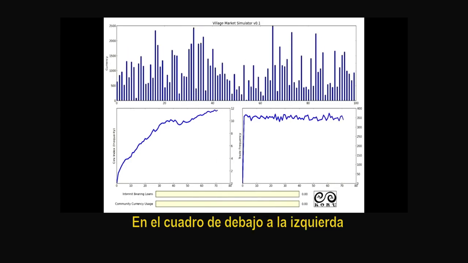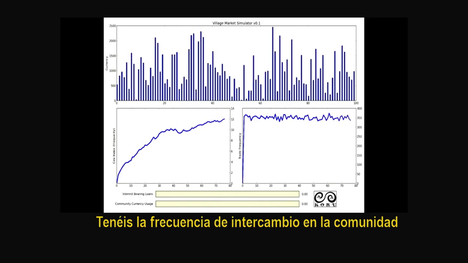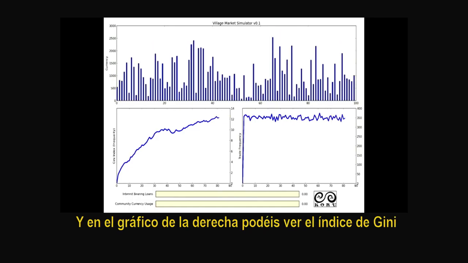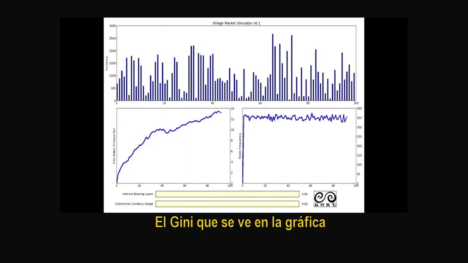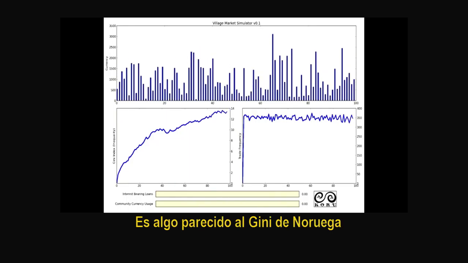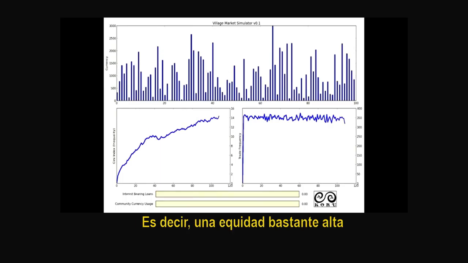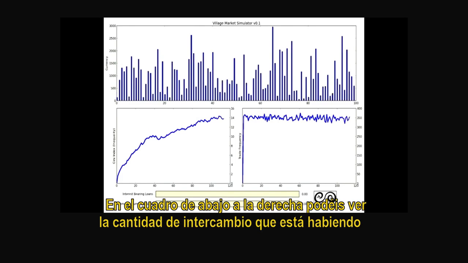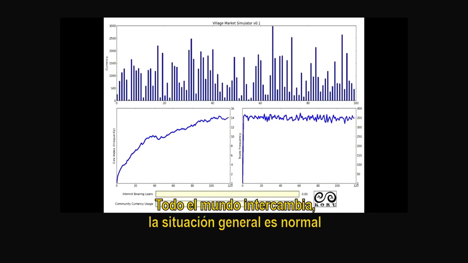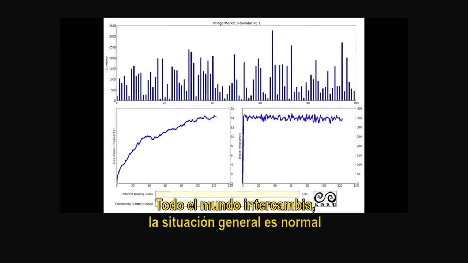And on the bottom left you can see this is actually a graph of the inequality in the system based on the Gini coefficient. And the Gini coefficient, the way it is right now, is something like what you would see in Norway today. It's pretty equitable. And on the bottom right you can see the amount of trade happening. So everyone's trading. Things are going just normal.